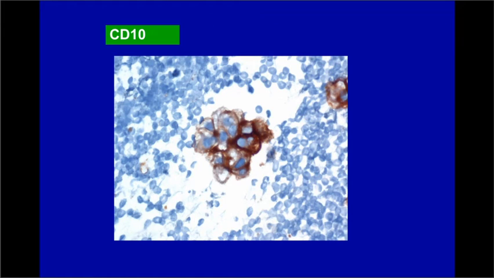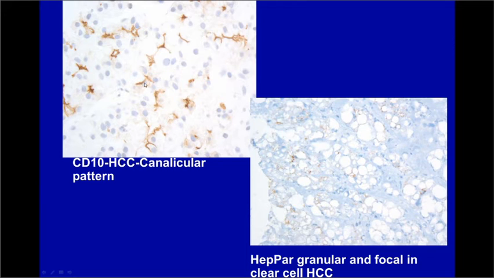The only way we can differentiate them is using immunohistochemistry. And in this case, I'm showing a CD10, which shows strong cytoplasmic staining. If this were hepatocellular carcinoma, the CD10 staining would be limited to the intercanalicular spaces. Currently, other markers that we can rely on that I think are more specific are PAX8 and CA9, and that's what we're using in this institution. So just to show you in comparison, this is the canalicular pattern if this had been a hepatocellular carcinoma. And also if we had done HepPAR, it would show a granular focal pattern in a clear cell hepatocellular carcinoma, but it would be negative in a renal cell carcinoma.